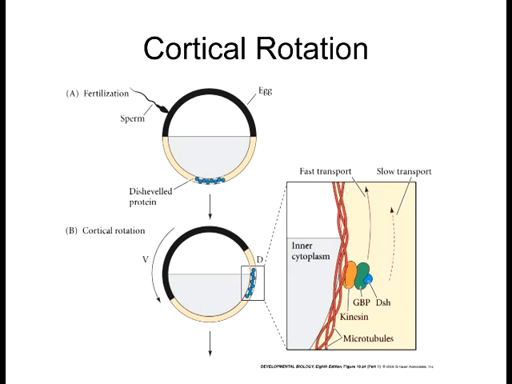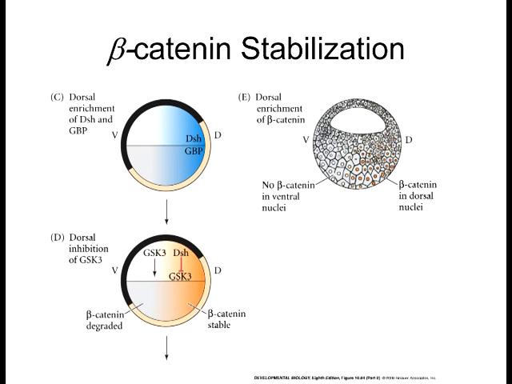When the sperm fertilizes the animal pole, you get the cortical rotation. What ends up happening is that cortical rotation pushes the disheveled to what will eventually become the dorsal region of the embryo. As that protein gets released, it forms a morphogen gradient where you have high levels of disheveled in half of the embryo and no disheveled in the other half. Well, guess what that does? If you remember the Wnt signaling pathway, disheveled blocks a protein called GSK3 in this pathway.